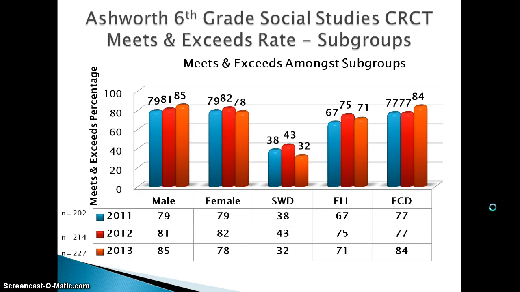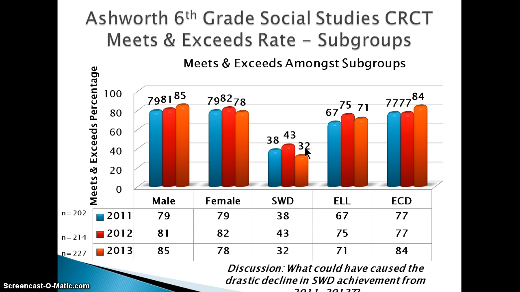The main area of concern here is this central column, the students with disabilities. As you can see, it goes from 38% meets and exceeds to 43%. But then it drops drastically to 32. That's an 11-point change in percentile, and that's not acceptable.